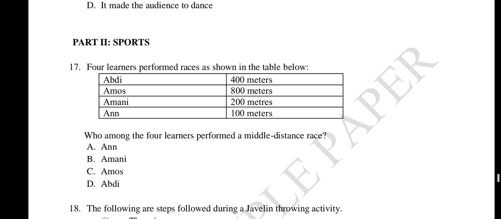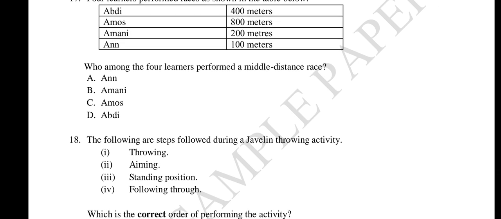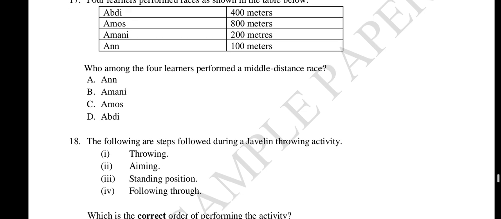Part 2, we start sports. 4 learners performed races shown in the table below. Who among the 4 learners performed a middle distance races? Middle distance, we start from 800 to 1500. So Amos is the one who performed a middle distance race, which is 800 meters.